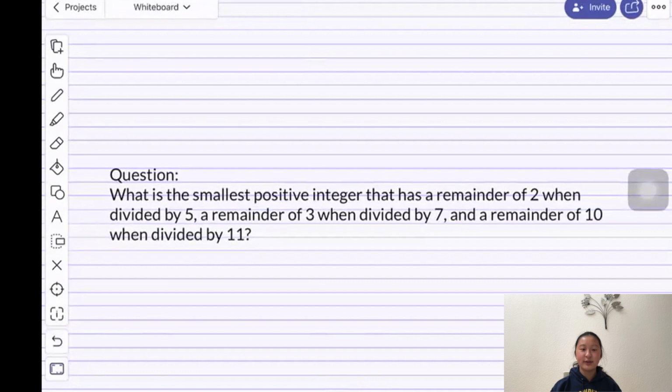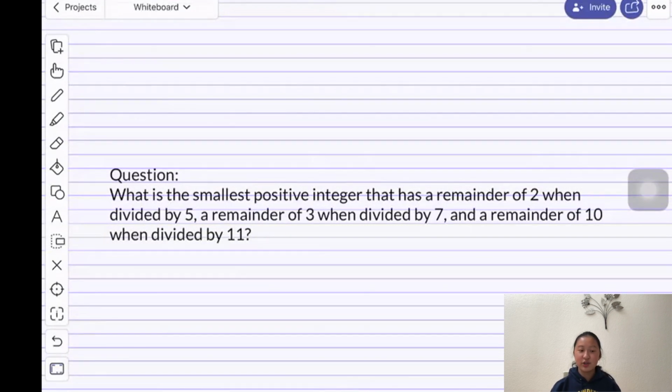What is the smallest positive integer that has a remainder of 2 when divided by 5, a remainder of 3 when divided by 7, and a remainder of 10 when divided by 11? These kinds of questions are known as Chinese remainder problems. There are many ways to solve them, and one of the most common ways is using the Chinese remainder theorem.